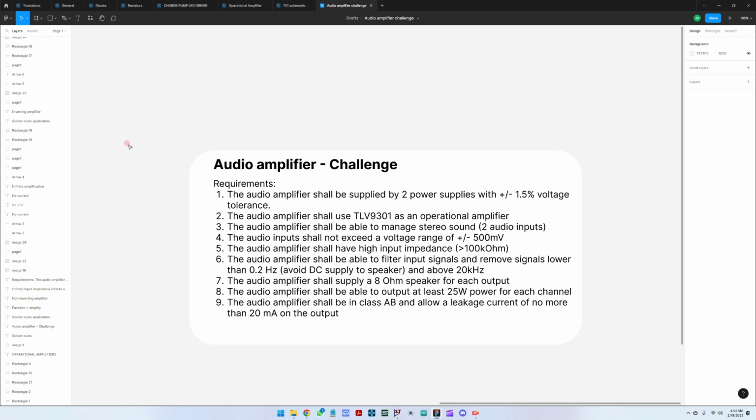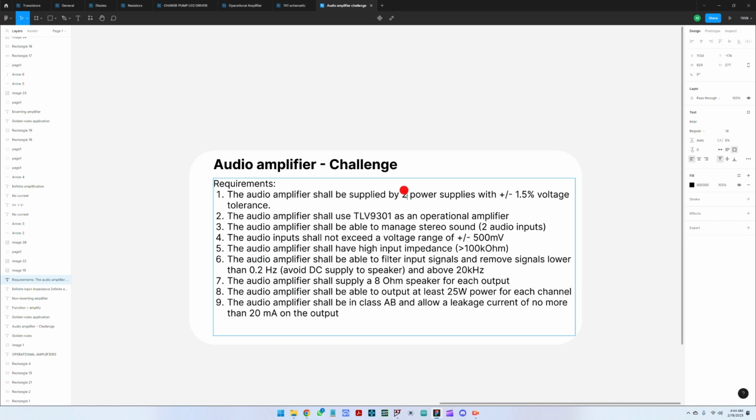So this week we are going to design an audio amplifier. The audio amplifier that we are going to be designing this week shall be supplied by two power supplies, with a 1.5 voltage tolerance for the power supply. The audio amplifier shall use the TLV9301, which is an operational amplifier.